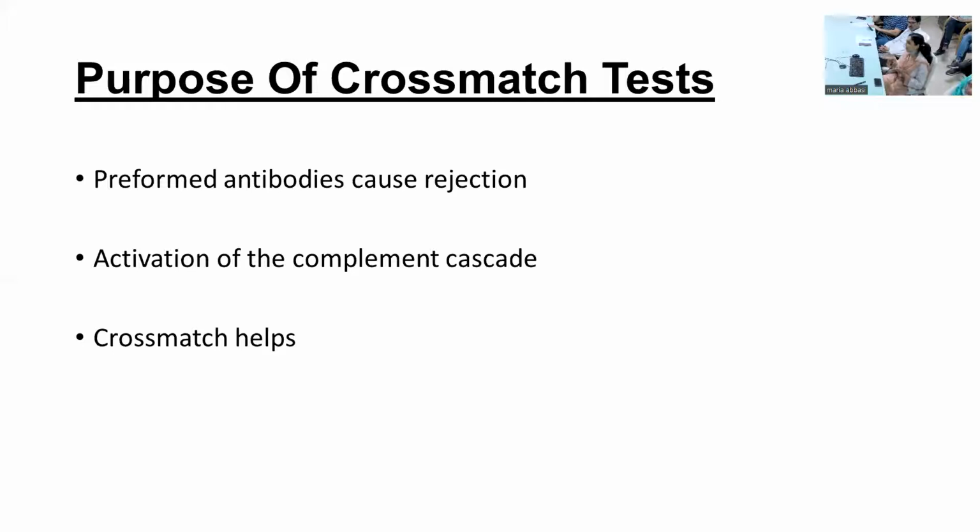As you all know, rejection occurs when there are preformed antibodies, and when the preformed antibodies bind to the antigens, these HLA antigens are present on the endothelium of the blood vessels. So when these antibodies bind to the antigens, immune complexes form, and there is activation of the classical pathway, and eventually there is thrombosis and then loss of function of the graft. So preformed antibody determination is very, very important.